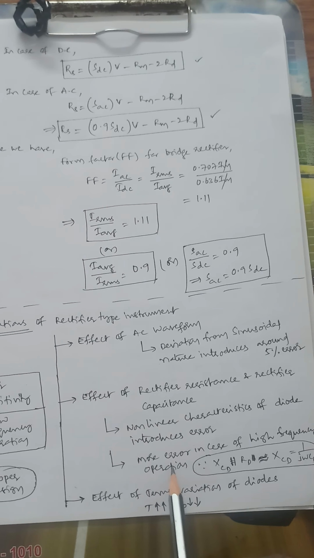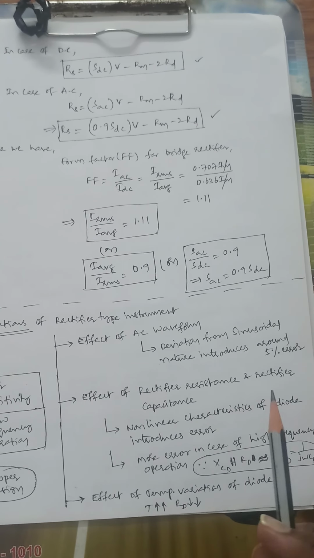At the start I introduced that it shall be applied only for low frequency operation. Why? Because for high frequency operation, this parallel component shall equal the diode resistance, but it will not be equal to RD; rather it will be equal to XCD, which is 1 by j omega CD. As omega increases, XCD decreases, so you get a lower value. That is a disadvantage.